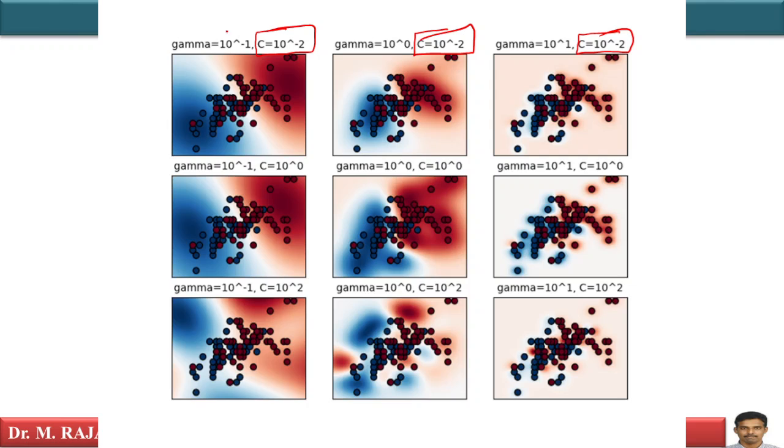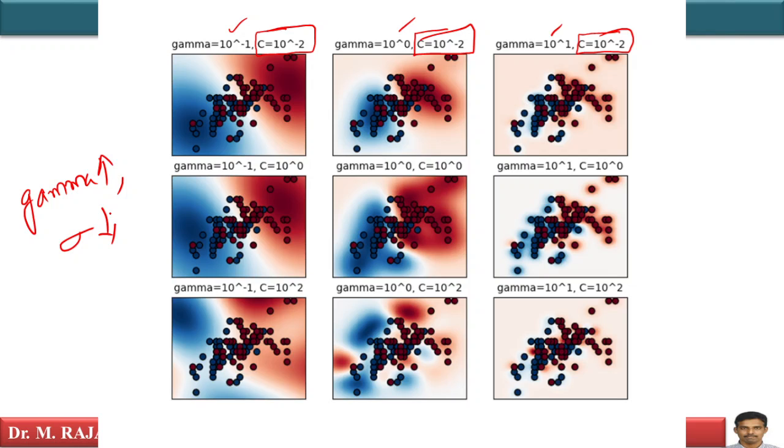Just see, in the first case gamma is 10 power minus 1. Second case, 10 power 0. Next, 10 power 1. What does it mean? My gamma is increasing as you go. If gamma increases, what does it mean? Gamma is increasing means, since gamma is the inverse of sigma, sigma is decreasing, isn't it? Because gamma is the inverse of sigma.